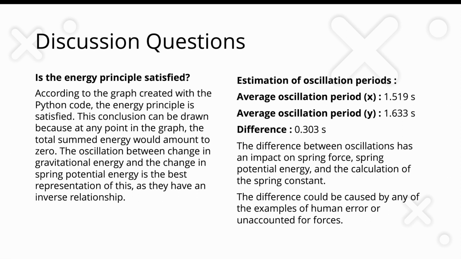So for our estimation of oscillation periods, our average oscillation period in the x direction is 1.519 seconds. Our average oscillation period in the y direction is 1.633 seconds. Our difference is 0.303 seconds. The difference between oscillations has an impact on spring force, spring potential energy, and the calculation of the spring constant. The difference could be caused by any of the examples of human error or unaccounted for forces.